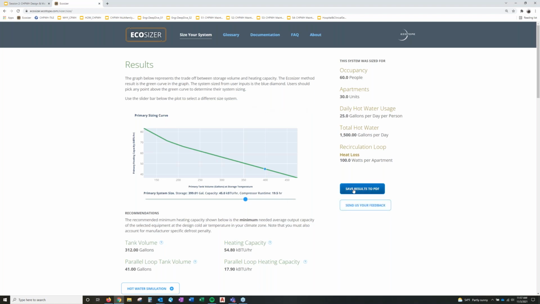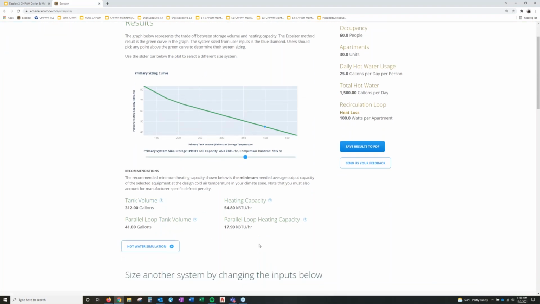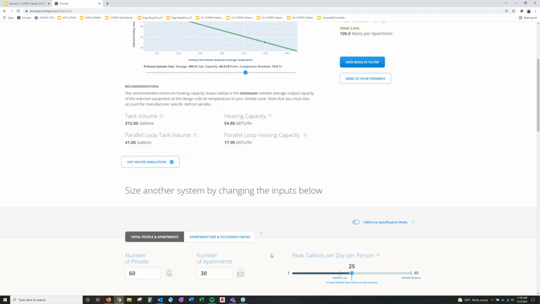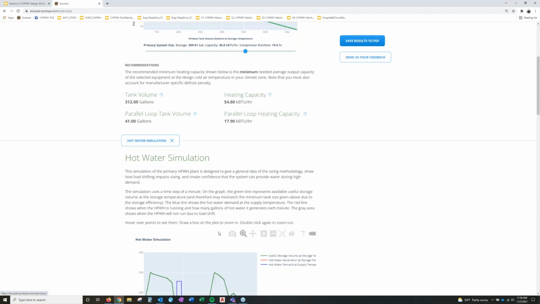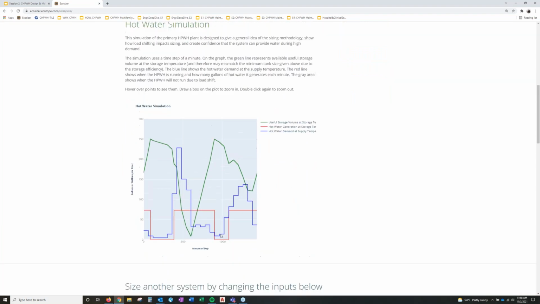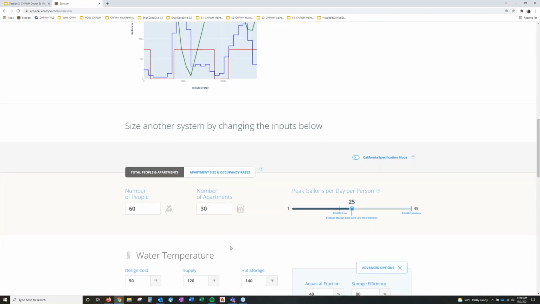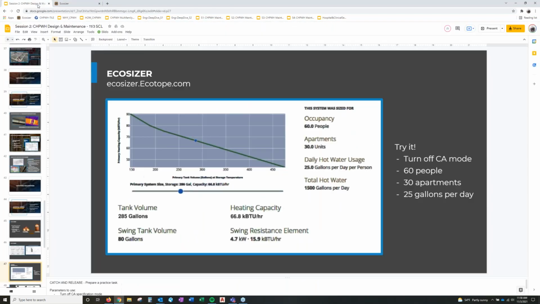We can save these to PDF, log it in our project folder on our company server, and it's going to print you out all this information, which also gives you some guidance on your parallel loop tank, how big of a volume that should be, and the heat capacity required for that. The hot water simulation is also a cool button. I'm just going to point it out to you, and you can explore that on your own.